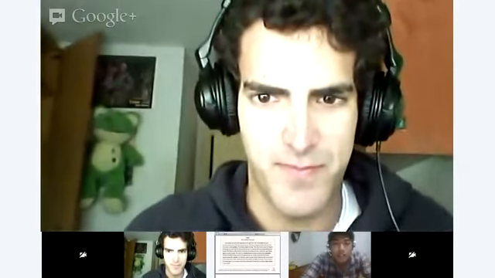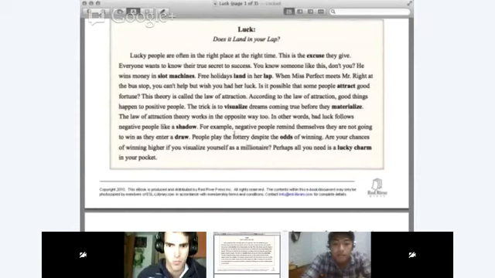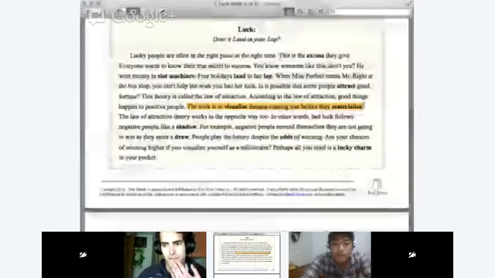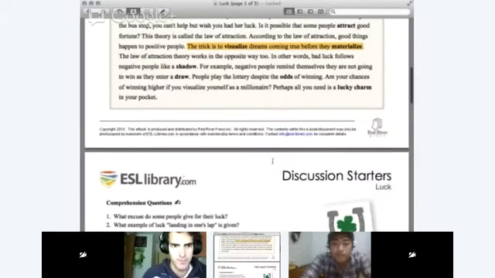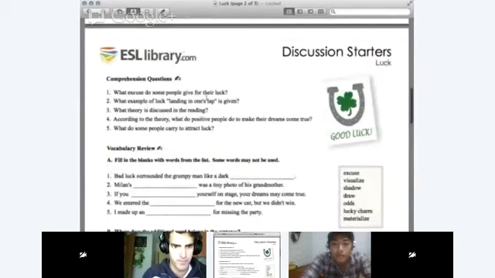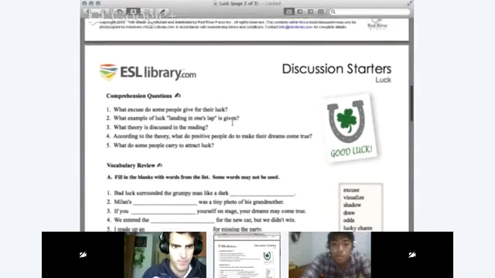Yeah, so it's all about thinking, and what word do they use that begins with a V? Visualize. Yeah. So these positive people, they visualize their dreams coming true, and then they materialize. So they imagine their dreams coming true, and then they do come true. All right, so just reinforcing that idea of positive thinking. Okay, so we're going to go over some of the comprehension questions on the next page.